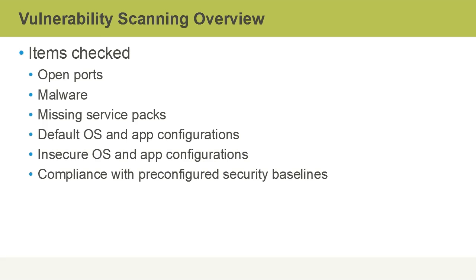The items that would be checked in a standard vulnerability scan would include things like open ports, which tells us what services are viewable or reachable on the host, any malware that might have been detected, missing service packs, default operating system and app configurations that could present security vulnerabilities, as well as insecure configurations. Also, we might configure compliance with pre-configured security baselines.